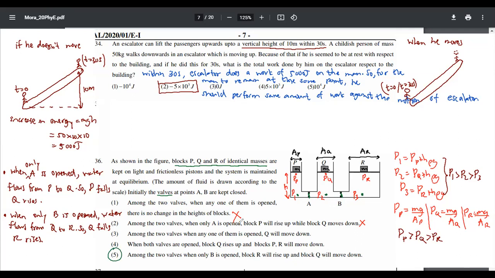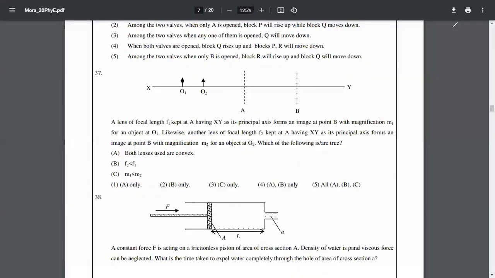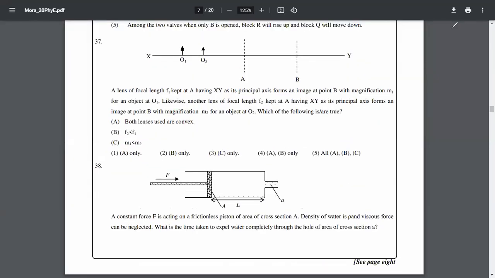Follow me. Can I see a raise of hands if you understood this explanation, please? Right. It's not very hard. It's just a comparison of pressures. And then depending on the higher pressure and lower pressure, you can decide to which side water will flow. Right, good. Moving on. Next one, 36 done, then 37.